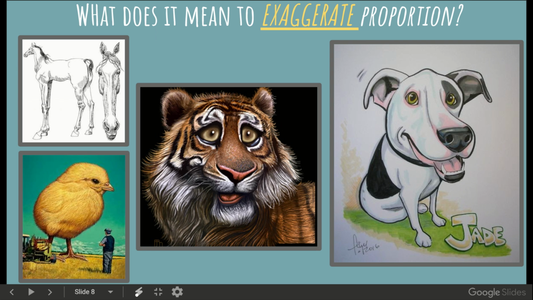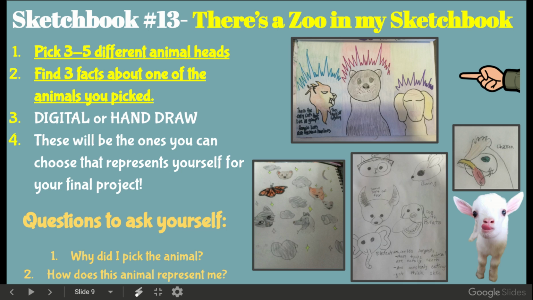What does it mean to exaggerate proportion? Think about exaggerating, elongating the faces. This chicken or chick is so cute. It's so big. Think about that. Do you want to exaggerate your proportions?